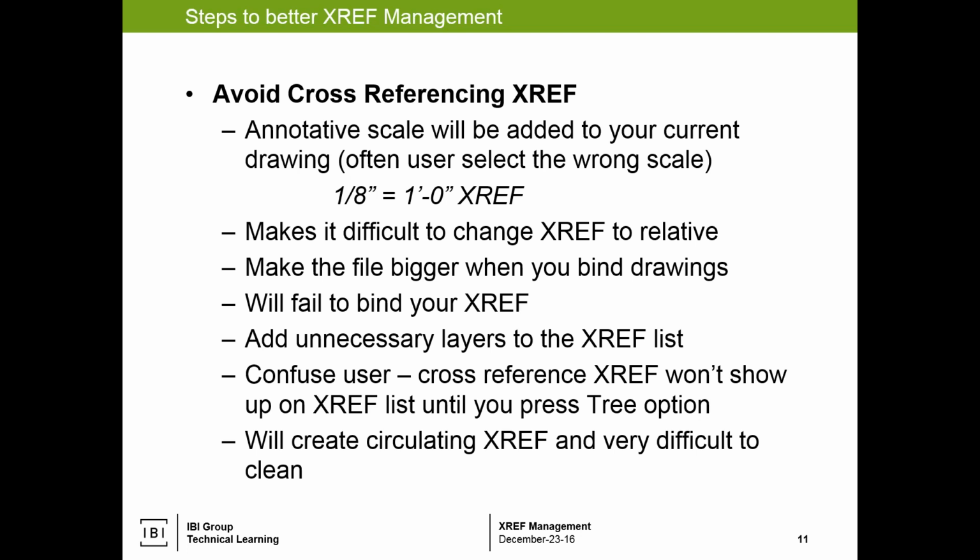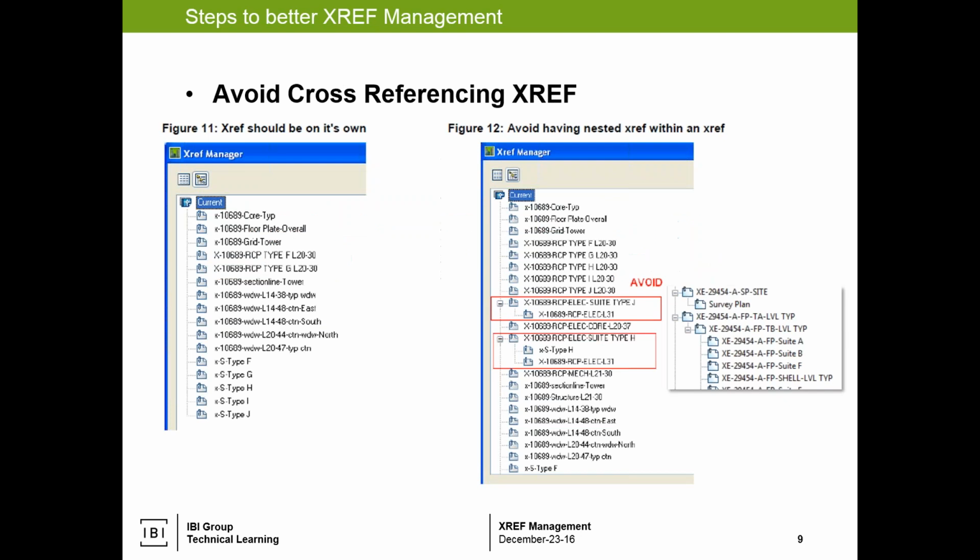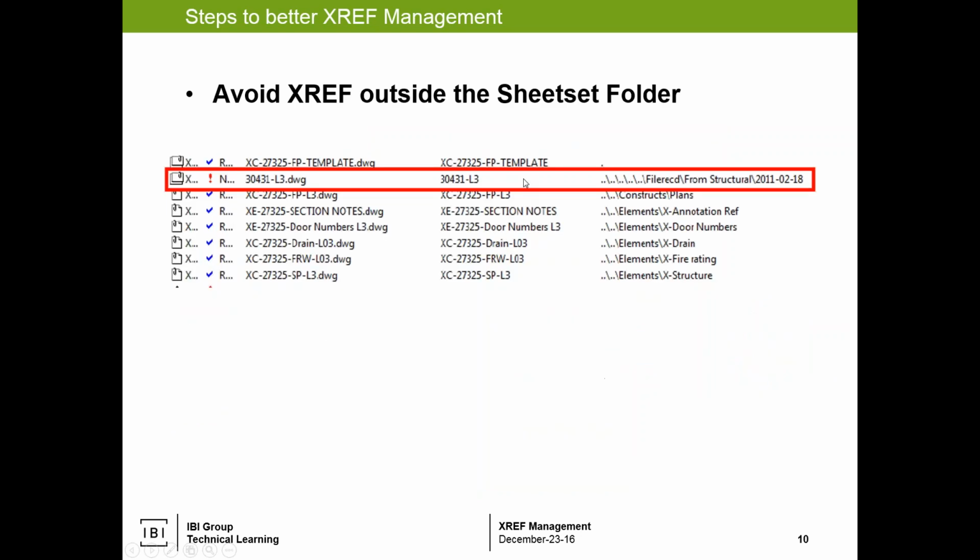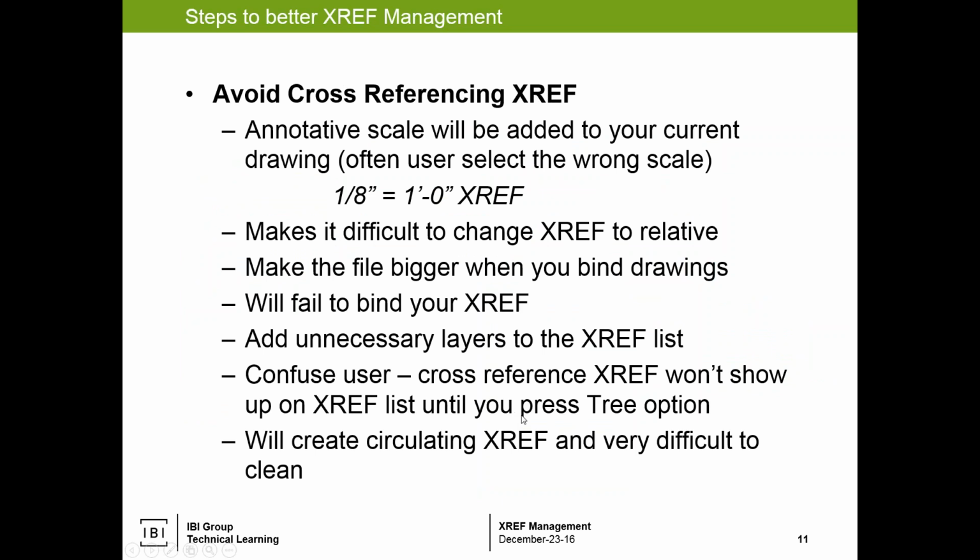And also, it confuses users. Cross-referenced XREFs will not show up on the XREF list. What I mean is that normally when you do XREF, this is what it's going to show up. It will not show up in this list unless you turn on the tree view. There's the two buttons. This is the older version. I'll show you an example later on. It will confuse you if you don't know what that does. And most of the time, cross-referencing will create a circular XREF. Okay, it's very difficult to clean.